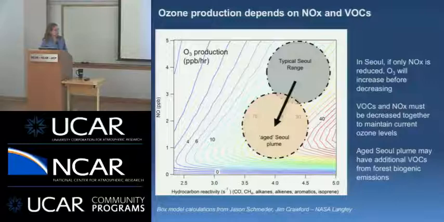So in order to make progress, or even start approaching cleaner air quality, they're going to have to control NOx and VOCs, which would even just maintain their high values of ozone. So there are some significant challenges ahead.